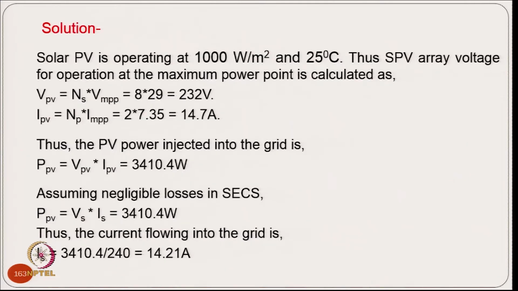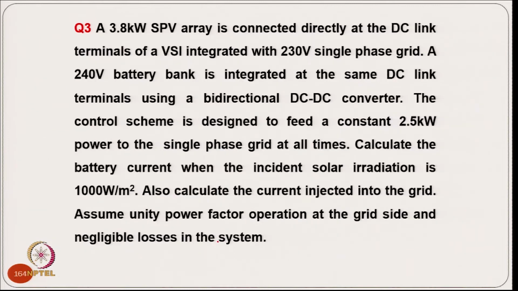So, we can find out the PV voltage, that comes Ns into Vmp, that is 232, and the PV current, that is from 2 strings, 14.6, and the PV power of 3410 watt. Considering the negligible losses, this will be equal to your RMS voltage into RMS current at unity power factor. Once we know the voltage, we can find out the unity power factor current from this relation, P divided by Vs, that comes 14.21 ampere.